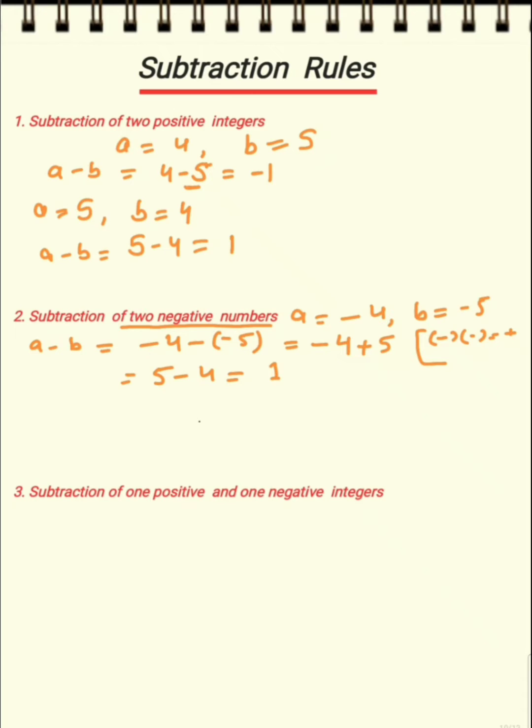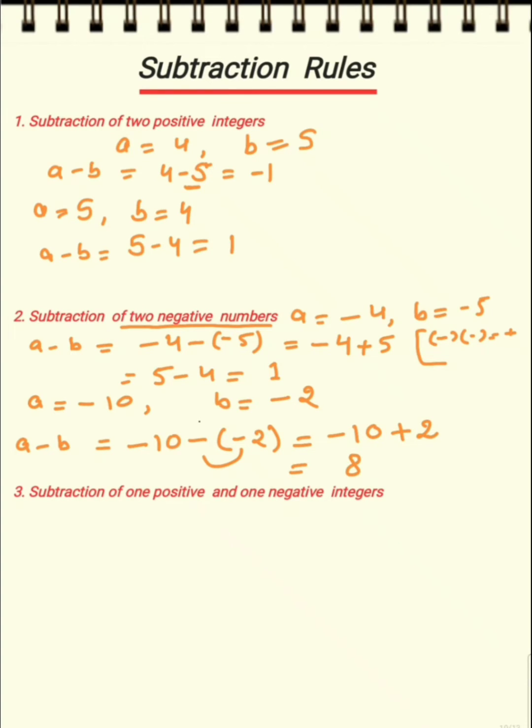Suppose my a is equal to negative 10 and b is equal to negative 2. Then a minus b is equal to negative 10 minus negative 2. I'll get minus 10. What sign will come? Plus, and this will come 2. Then I have to subtract 2 from 10. I'll get 8, and which sign will come? Negative sign.